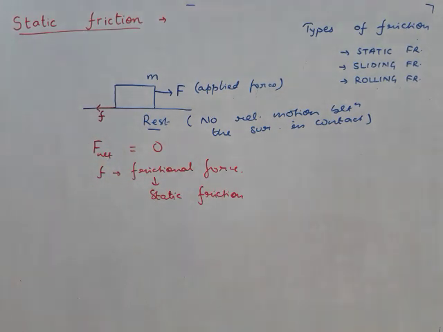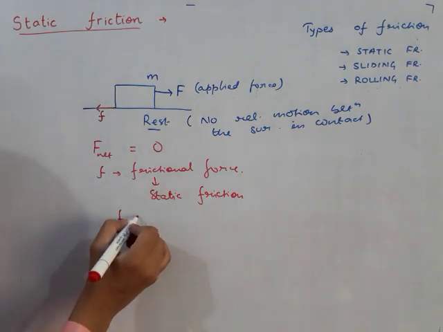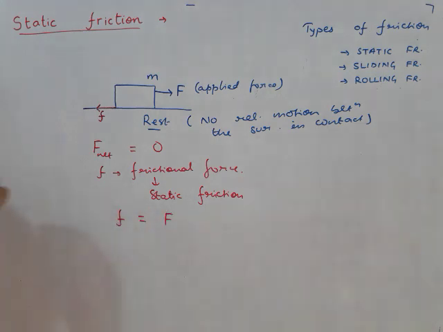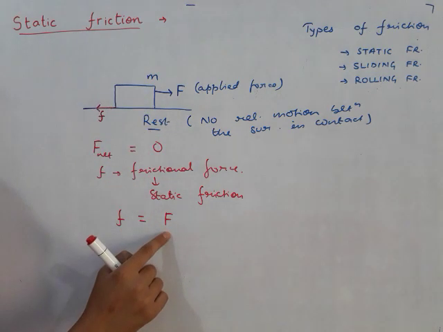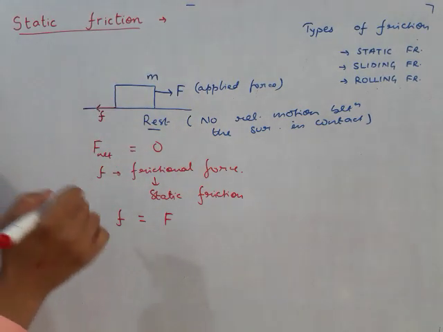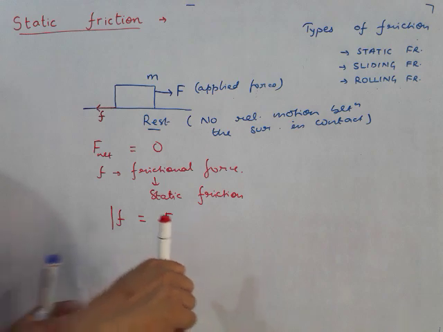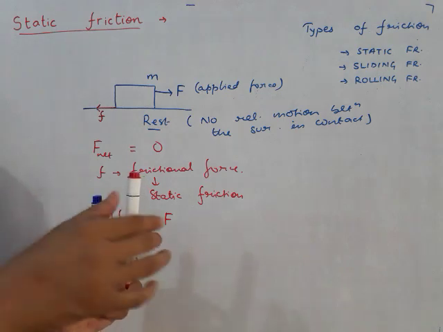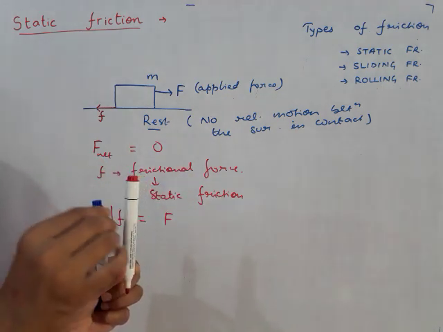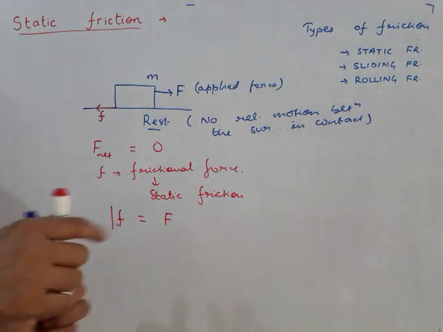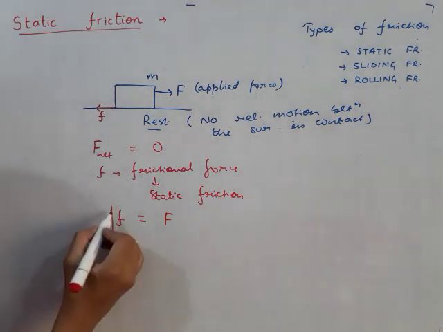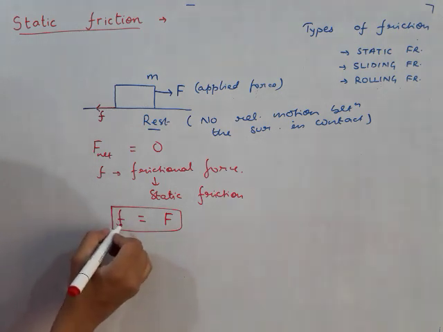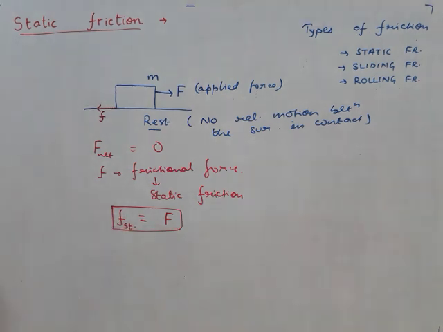There is friction. It has some value, and how much will its value be? Its value will become equal to the applied force. See, both these forces are equal in magnitude and they are acting in opposite direction. So you know, if there is an object, one person pulls it towards right, one person pulls it towards left with the same force, then this object will remain at rest. It will neither move to the right nor move to the left. So f is equal to F. This kind of friction is called static friction, and hence I will use a subscript ST, ST for static.